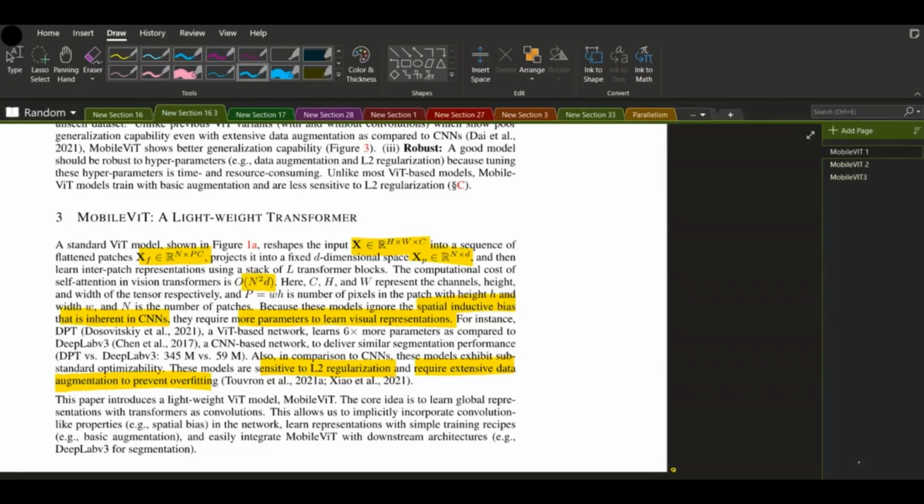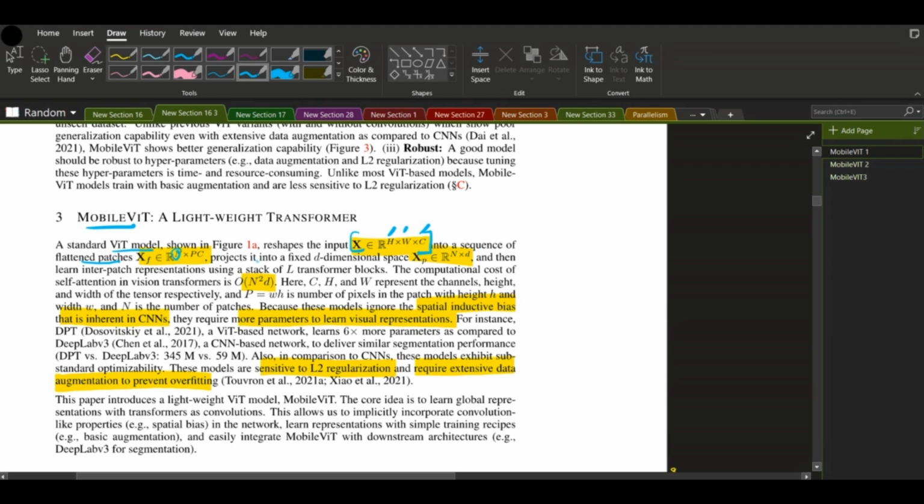Before we get into the mobile ViT architecture, let's look into the standard ViT model. We can think of ViT as essentially reshaping the input. Let's say we have an input image with height, width, and channel. We reshape this image into a sequence of flattened patches, where N refers to the number of patches, and P refers to the number of pixels in the patch, with height and width.